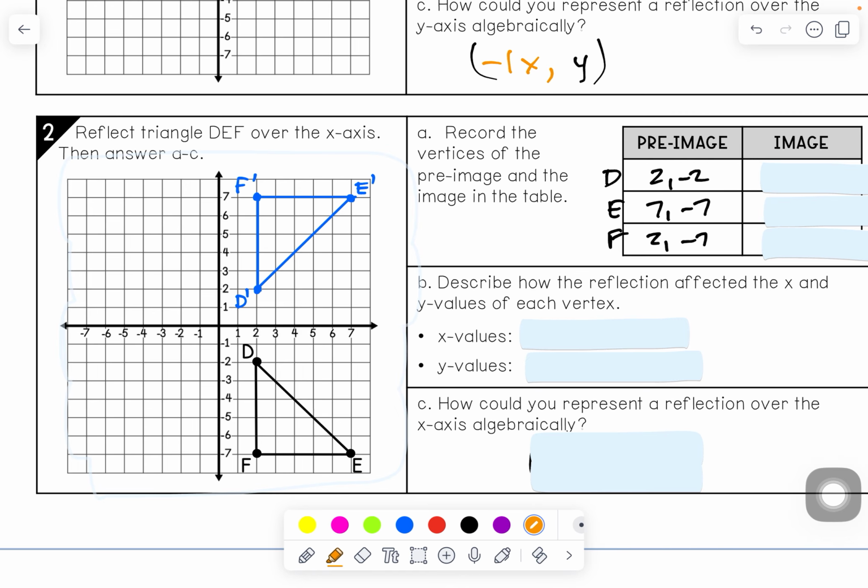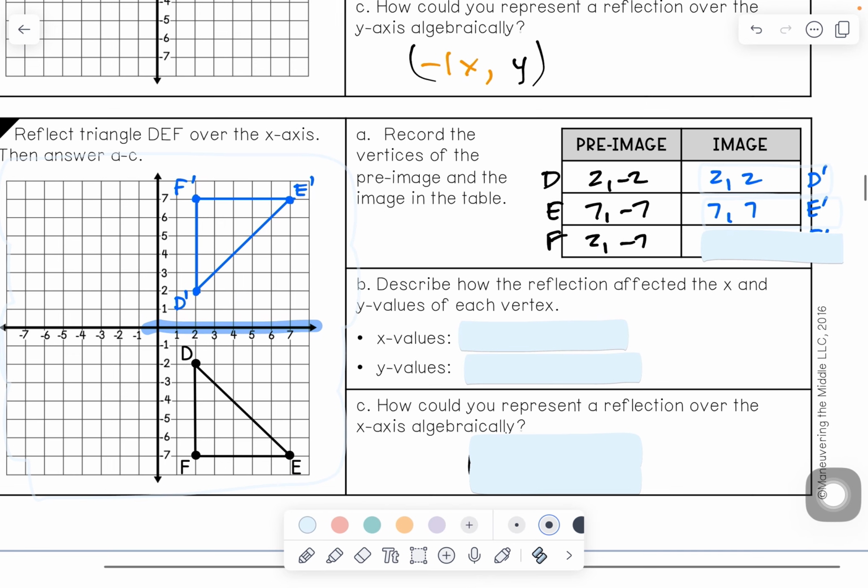All right, let's take a look here. Use the reflection shown to complete each statement below. Give a verbal description of the transformation. In this case, it looks like it's a reflection. How do I know what line it is across? Well, I want to imagine that mirror line here. It looks like the y-axis. So we're going to say reflection over the y-axis.